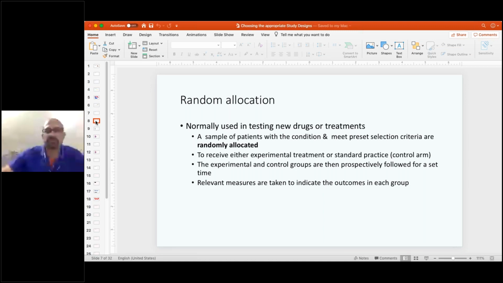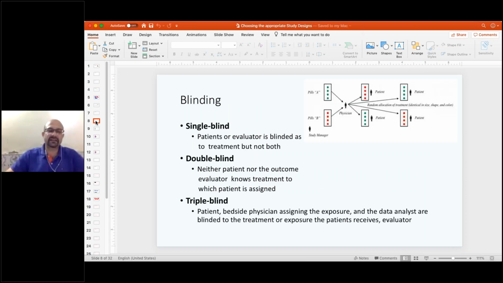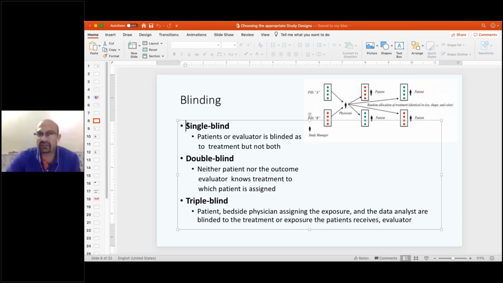There's a term called blinding. Blinding, basically the patient does not know what treatment he's getting. Was he getting an experimental drug or a control drug? He does not know. If that is the case, it becomes a single blind study. If he knows what he's getting, that becomes an open label trial. But if he doesn't know, this is single blind.